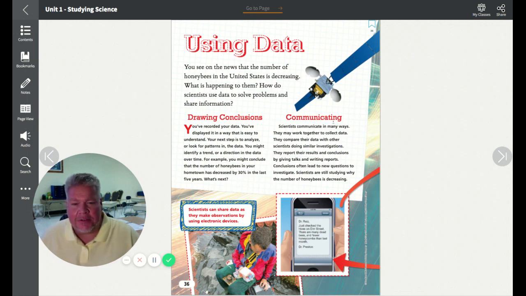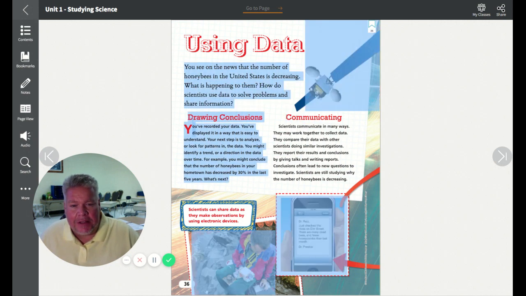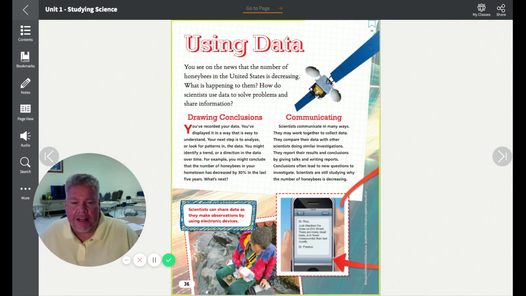Have you noticed in every lesson we've done, communication has been in the lesson? It's an important part of science, isn't it? You have to tell what you've learned from your experiments and investigations. Scientists communicate in many ways. They may work together to collect data. They compare their data with other scientists doing similar investigations. They report their results and conclusions by giving talks and writing reports. Conclusions often lead to new questions to investigate. Scientists are still studying why the number of honeybees is decreasing.